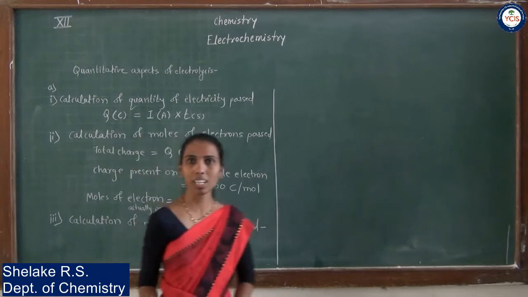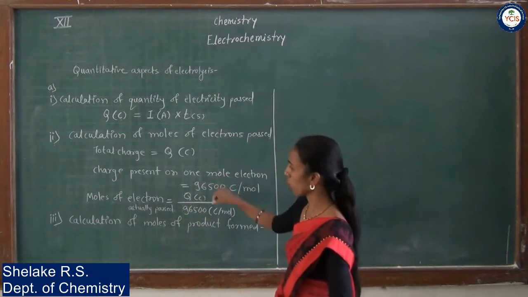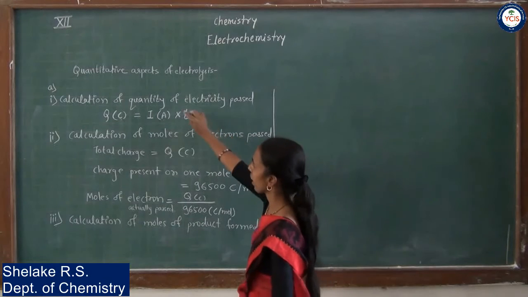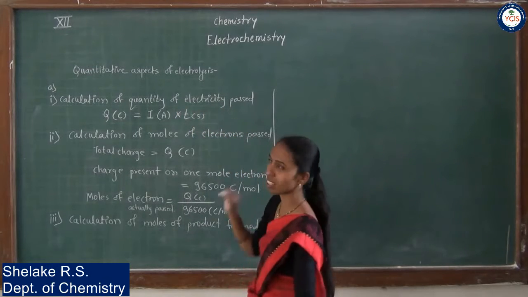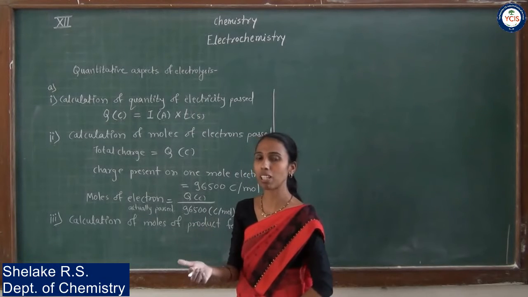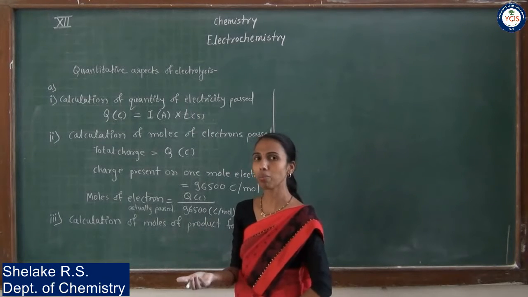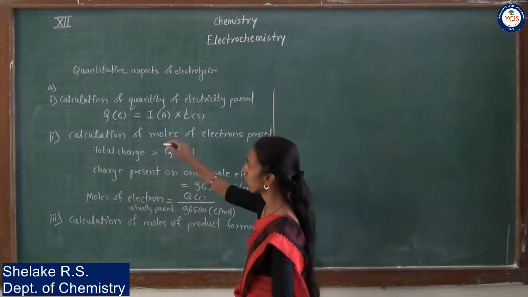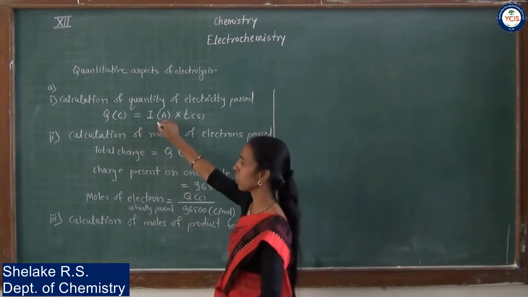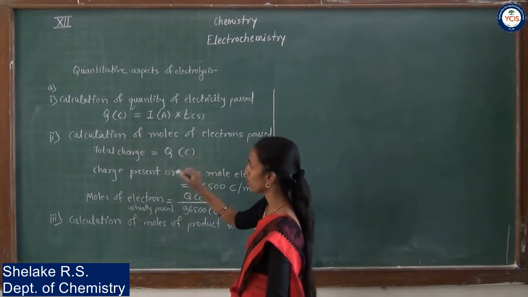Look at this formula. We have to solve the problems depending on this formula. First, the main formula is the calculation of the quantity of electricity, the total electricity, or sometimes it is called the charge, the total charge. So Q is equal to I into t, where I is the electric current, multiplied by time.